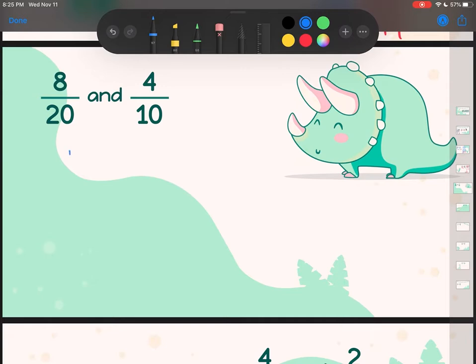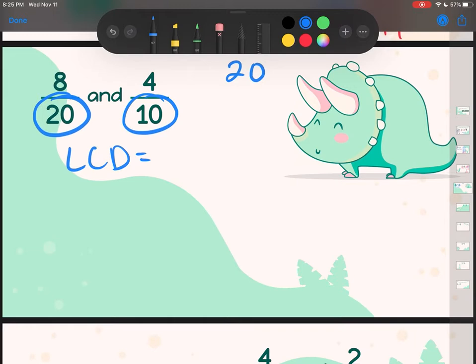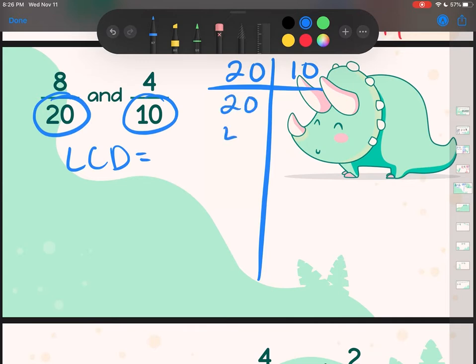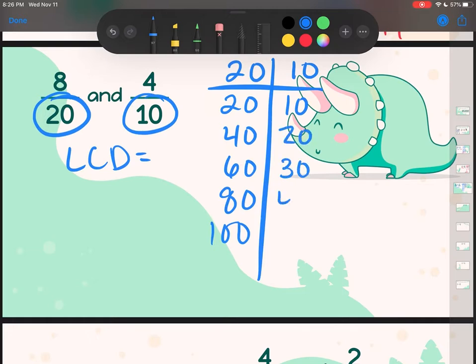Let's look at another one. We've got 8/20 and 4/10. So we're finding the least common denominator of 20 and of 10. So let's do our multiples of 20 and 10. So 20 would be 20, 40, 60, 80, 100. 10 would be 10, 20, 30, 40, 50.